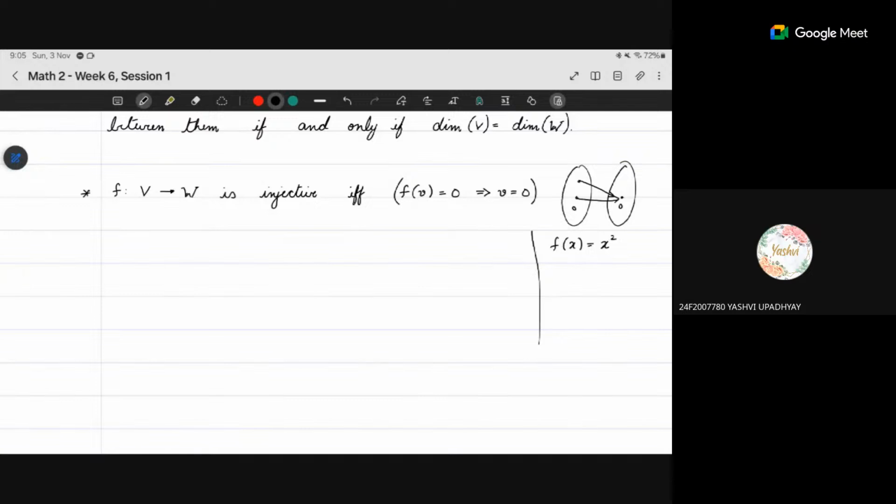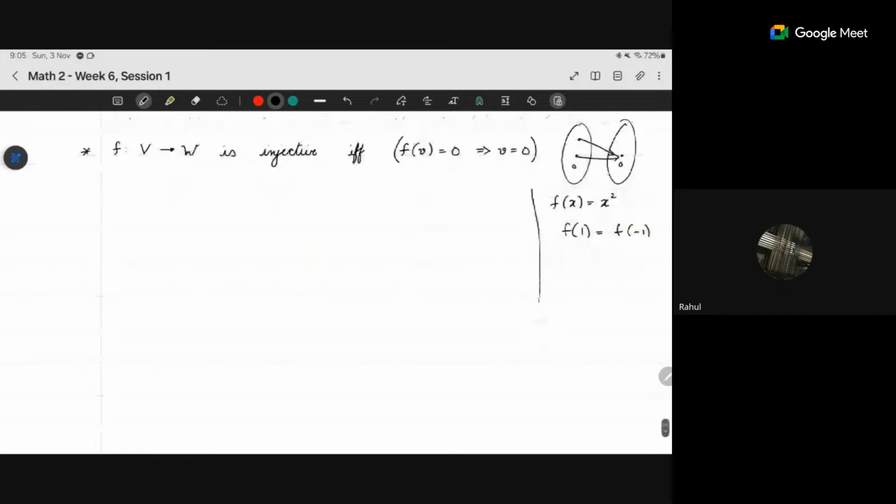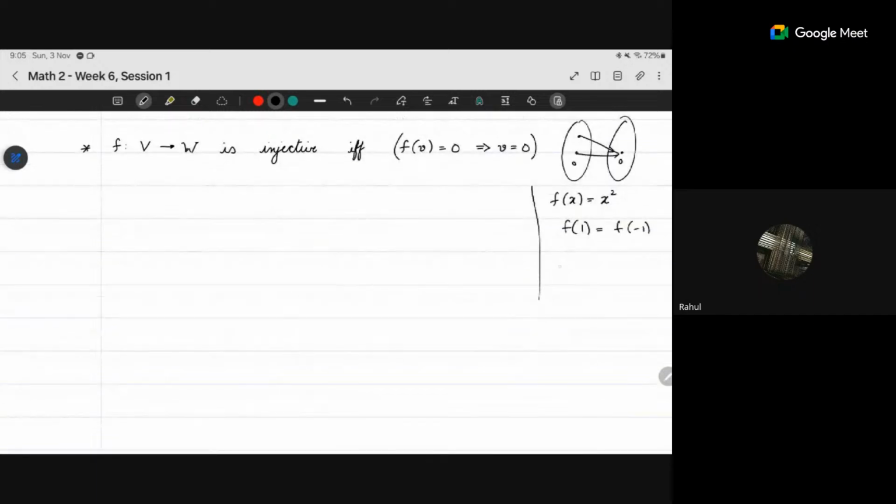But is this map F injective? No. So f of 1 is the same as f of minus 1. So f is not injective. But it does satisfy the fact that f of x is equal to 0 implies x is equal to 0. The only pre-image of 0 is 0 itself. But still it is not injective. So the statement that has been written above is true only for linear transformations. That's something to note.